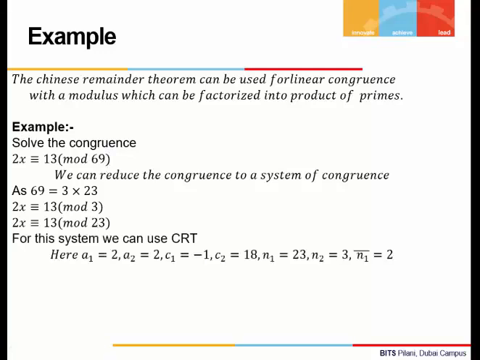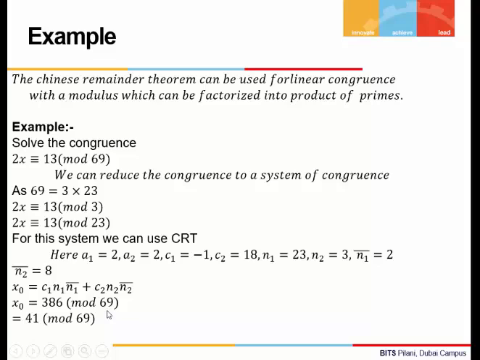For this, when we use the Chinese remainder theorem, we see that A1 is 2 and A2 is 2. C1 is minus 1, as minus 1 satisfies this congruence. 18 satisfies the second congruence, so C2 is 18. N1 is 23 and N2 is 3. The bars, N1 bar is 2 and N2 bar is 8. This gives us the solution as 386 when we substitute the values, mod 69, which is congruent to 41 mod 69.